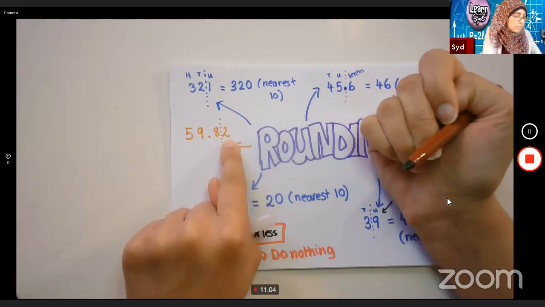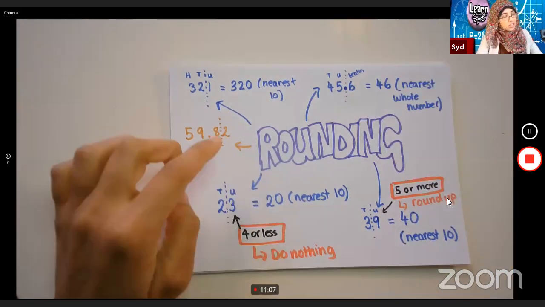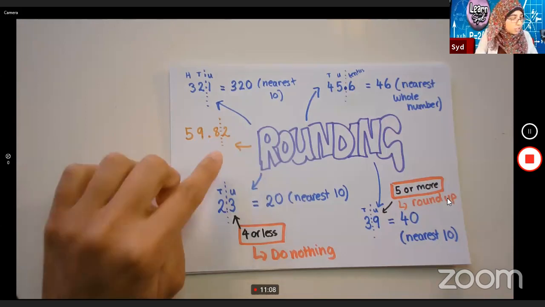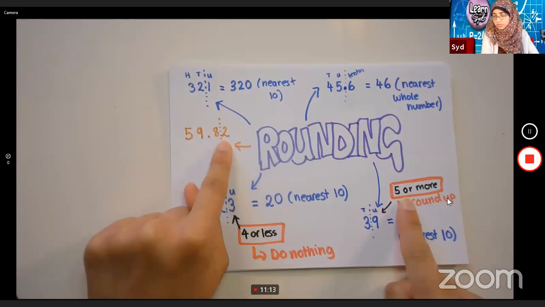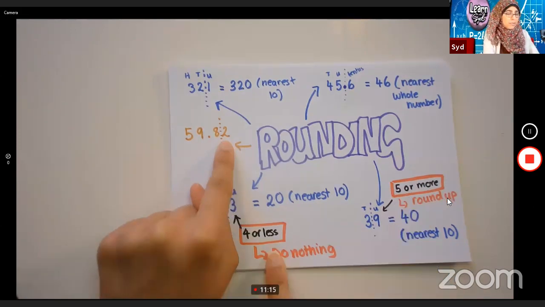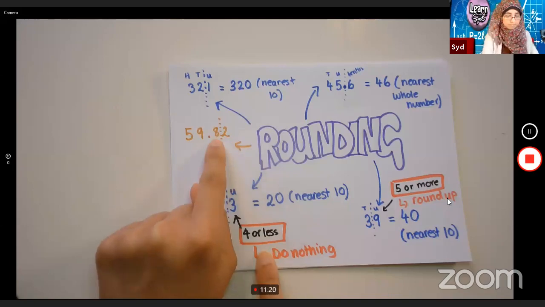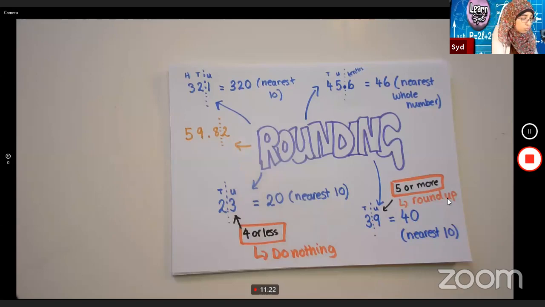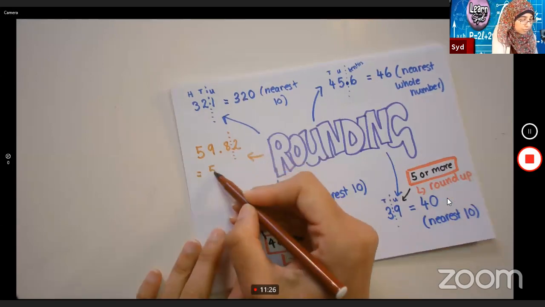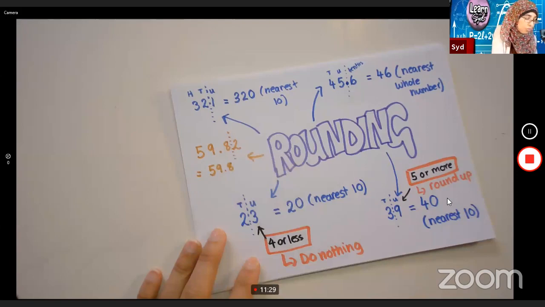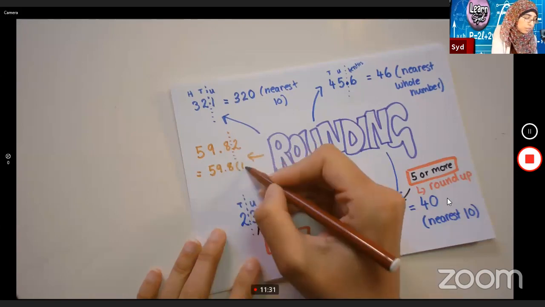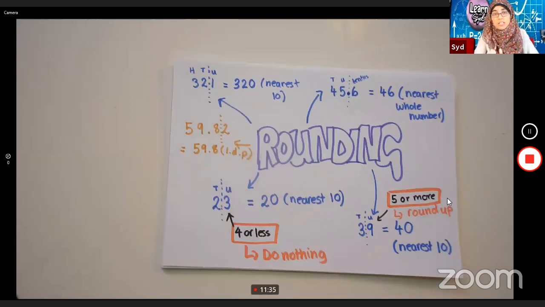Okay, so what we're going to be doing in this case is drawing a dotted line between the 8 and 2. We're going to look at the 2. Is it 4 or less, or is it 5 or more? It's 4 or less, so it does nothing to the 8. So our number to 1 decimal place is 59.8. And in brackets, we're going to write 1 DP. DP means decimal place. There's 1 number after the decimal point.